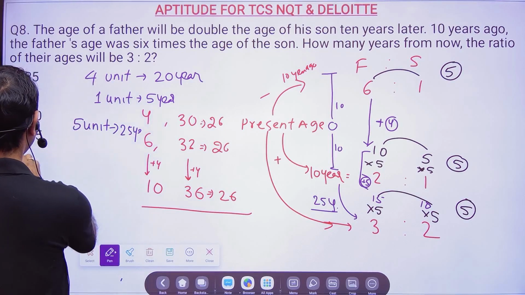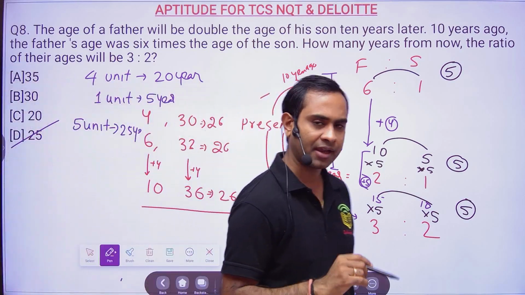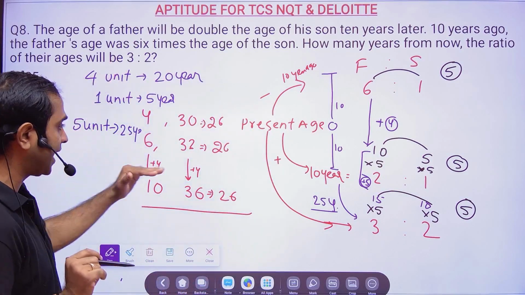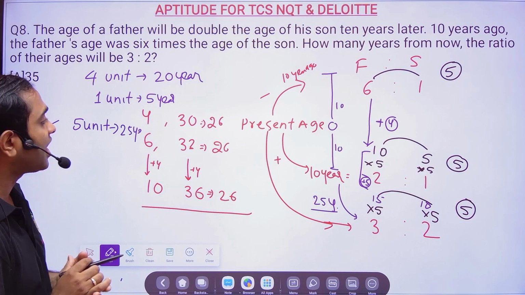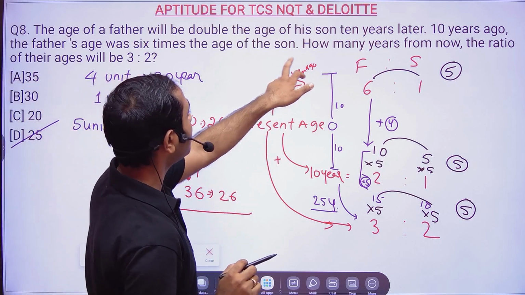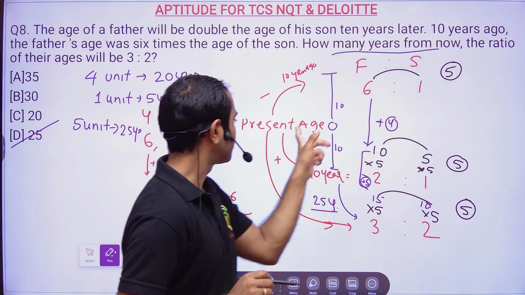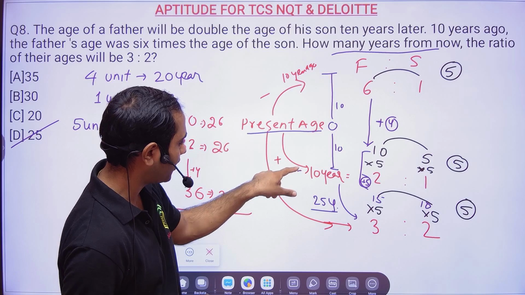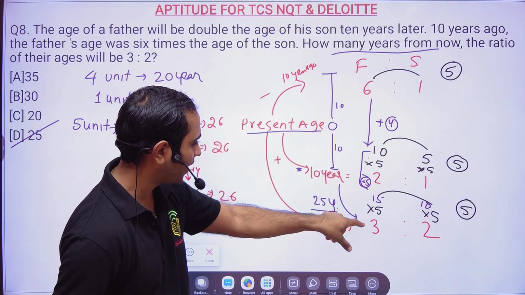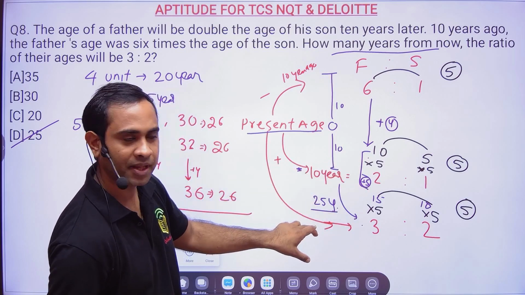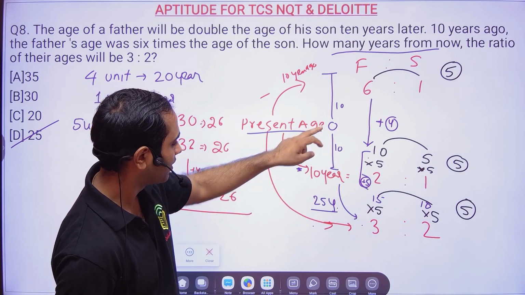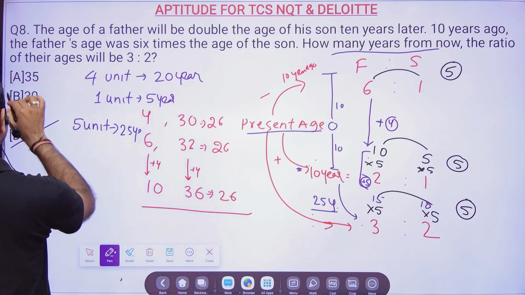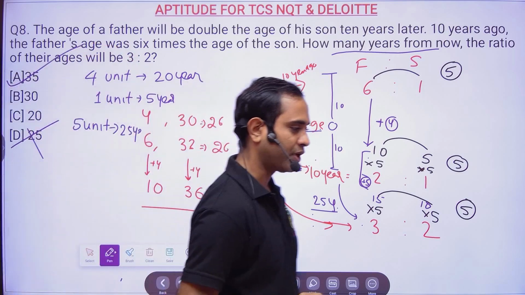Now many of you will mark option D and come back, but this is wrong. Sir, why is it wrong? Because whatever you explained, the same thing we have done. The mistake we did is, they're asking how many years from now, that means from present age, but we took from here. We took after 10 years, right? 10 to 15. So from here we have taken, but we have to take from here. So 25 plus 10, that means 35. That is the only thing you had to take care of.